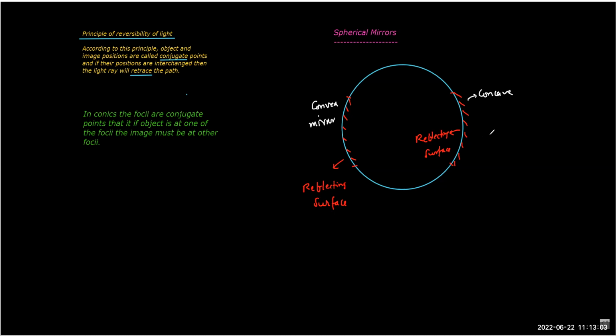And because every spherical mirror is part of some sphere, in every sphere we have a center. So this arc has this center, and this center is called the center of curvature, which you know from class 10th also.